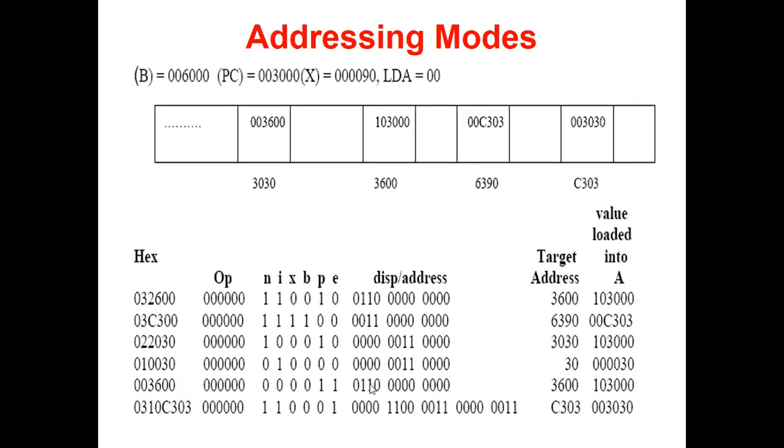Okay. Now, suppose you have that scenario there. Let us do the second part, 03C300, and we see whether we get that target address.